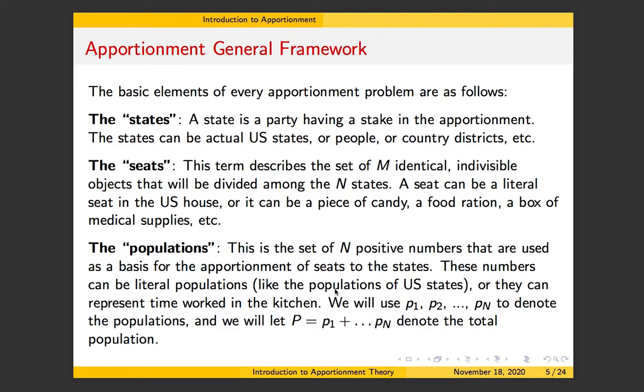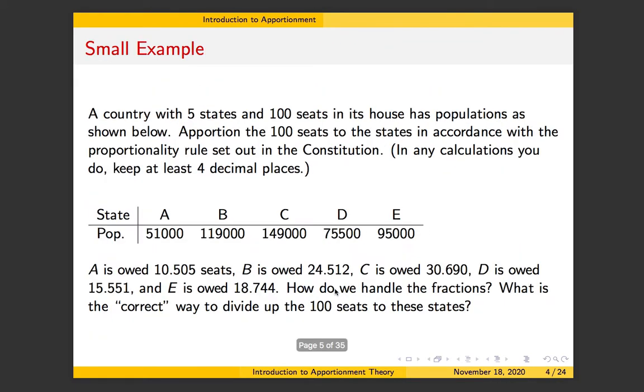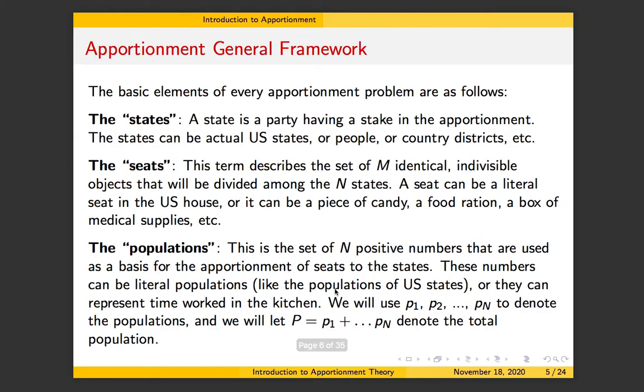So there's sort of the general apportionment problem. What do you do with the fractions? So here's a general framework for what we're talking about. Every apportionment problem has these three things. States. So a state is a party having a stake in the apportionment. These can, of course, be actual states. They can also be people competing for things, country districts, whatever. The seats. So a seat is just a stand-in term for things that will be divvied up among the states. So the states could be competing for seats.